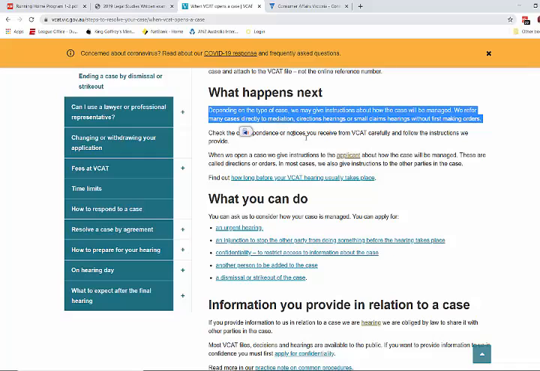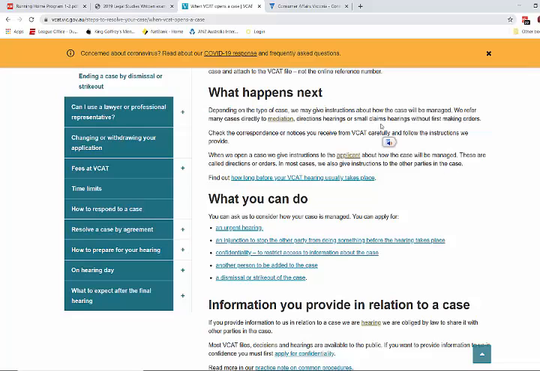What happens next? Depending on the type of case, we may give instructions about how the case will be managed. We refer many cases directly to mediation, directions hearings, or small claims hearings without first making orders. Okay? That's really important to understand, that VCAT itself is not mediation, which is a common misconception or mistake people make. But VCAT is likely to refer you to mediation as a dispute resolution method. Why? Because they want to resolve the dispute without having to use up any of their time, if possible. Okay?